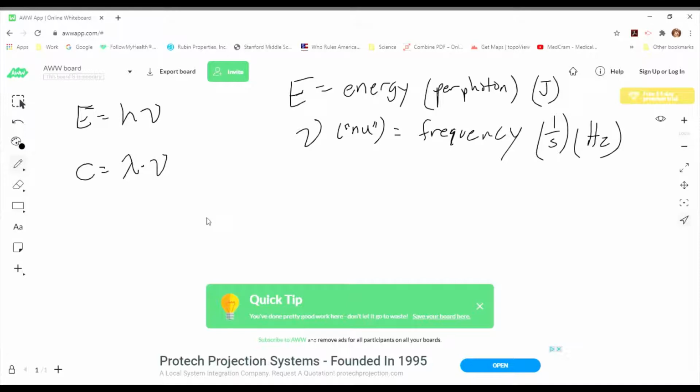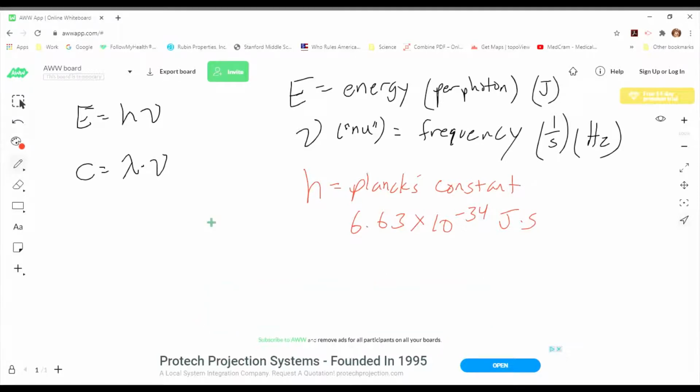H, I'm going to put it in red. H is called Planck's constant, named after Max Planck. And h is 6.63 times 10 to the minus 34th joules times seconds. That's so that the units will work out. Basically, for every frequency, for every hertz, there's 6.63 times 10 to the minus 34 joules. That's what Max Planck figured out way back in the day.